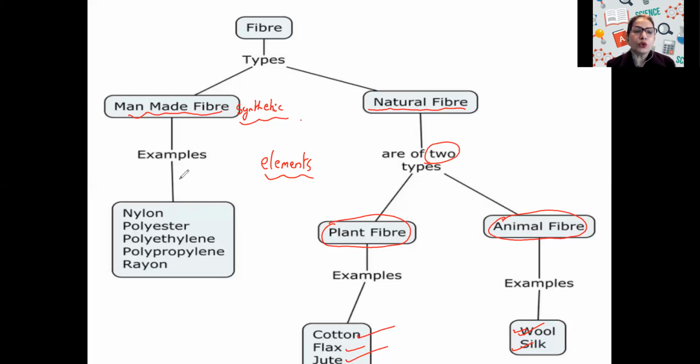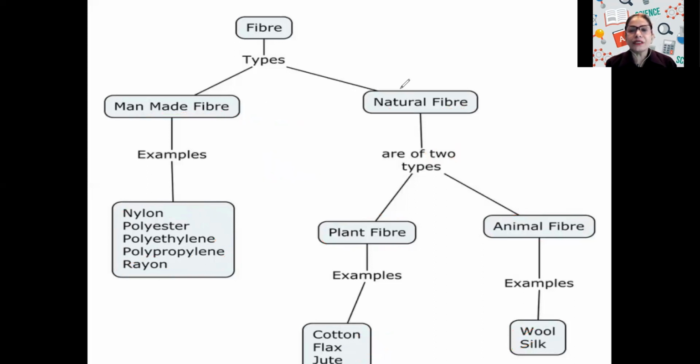Let us see what the synthetic fibers are. We'll be studying nylon, polyester, polyethylene, polypropylene, and rayon. In these, we'll be concentrating on nylon and rayon. All these are made from petroleum products, and they are also made of carbon compounds. So these are the man-made fibers.